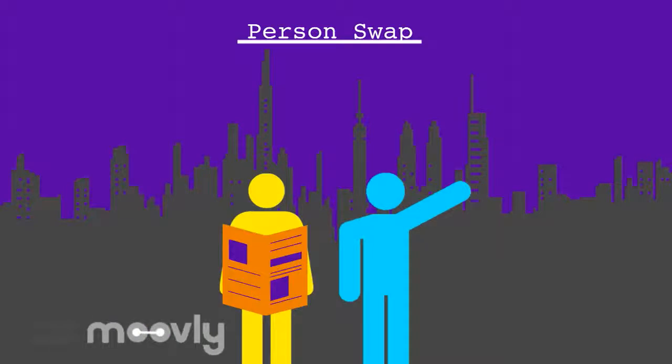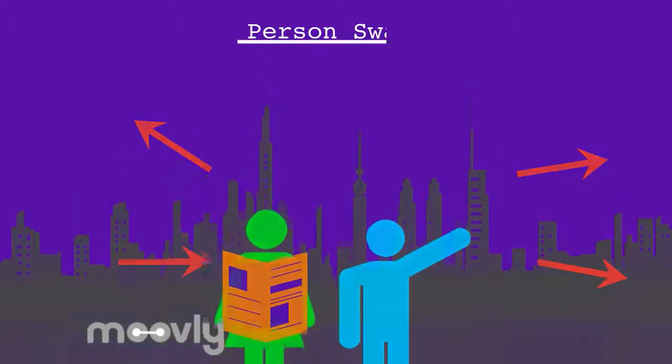In the case of the person swap, the participants were given a specific task to complete, giving directions. As such, their attention was focused on anything that would facilitate this task, the map, their surroundings, but probably not the person they were talking to. This all may seem a bit disheartening.